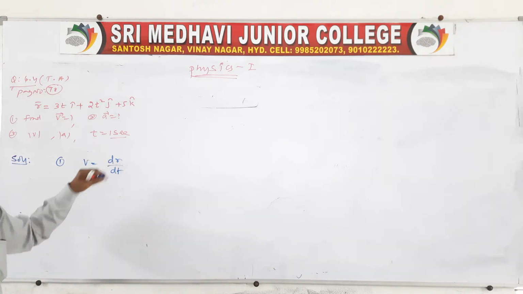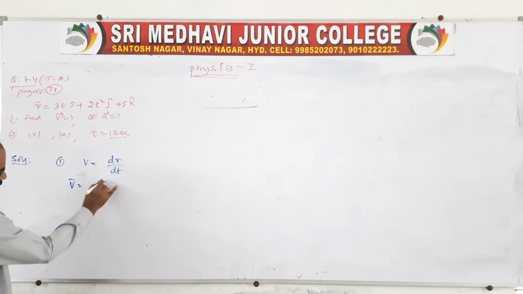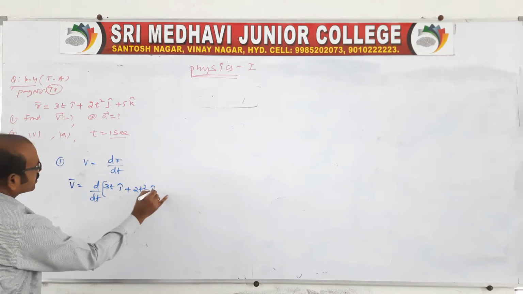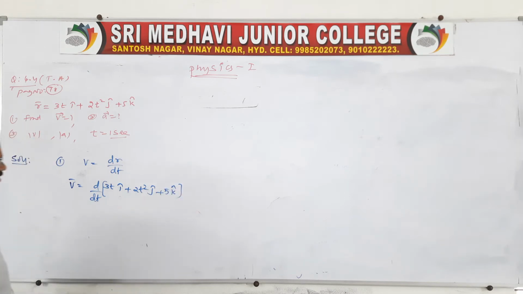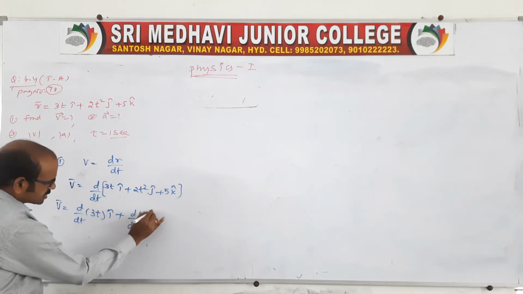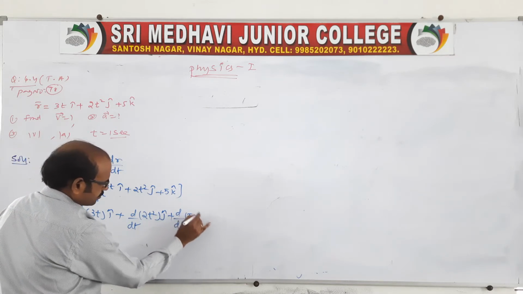It is the rate of change of position. Here the position is given as 3t i cap plus 2t square j cap plus 5k cap. So the velocity vector, in a two-dimensional plane, is the derivative of the given position vector. Therefore v bar is equal to d by dt of 3t i cap plus d by dt of 2t square j cap plus d by dt of 5k cap.